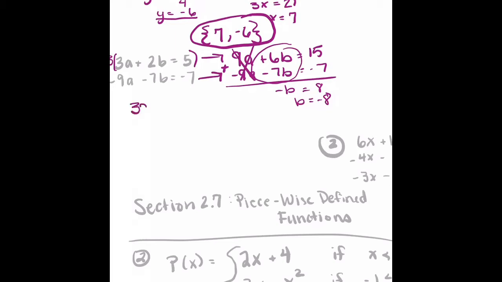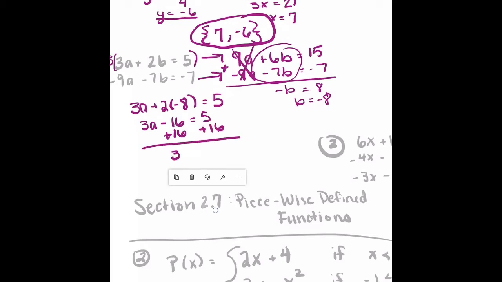So I'm going to do 3a plus 2 times negative 8 equals 5. So I get 3a minus 16 equals 5, plus 16 plus 16, 3a equals 21. a equals 7. So (a, b) looks as so.